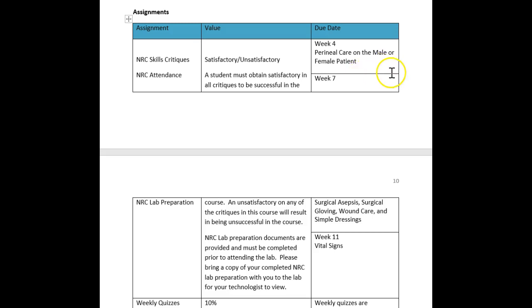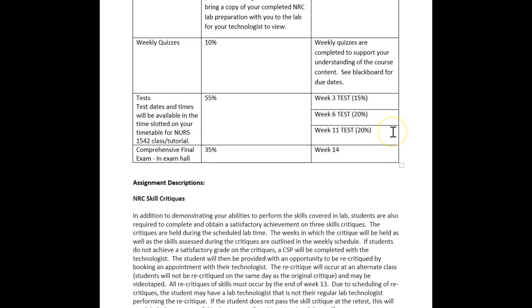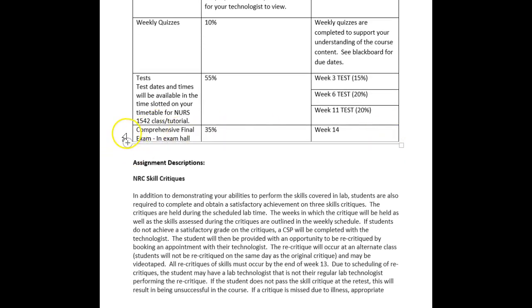The skills technologist will go over this process with you in the lab setting. And you can see within the Blackboard site that there are the skills critique forms that you can take a look at as well. The other part that you get marks for in this class are what we call weekly quizzes. As you noticed before in our weekly schedule, it outlines the topic that we're covering this week. And so you will be completing readings, watching videos, and doing independent online work to learn that content. At the end of each week, there will be a weekly quiz that you need to complete that will help support your understanding of the course content.